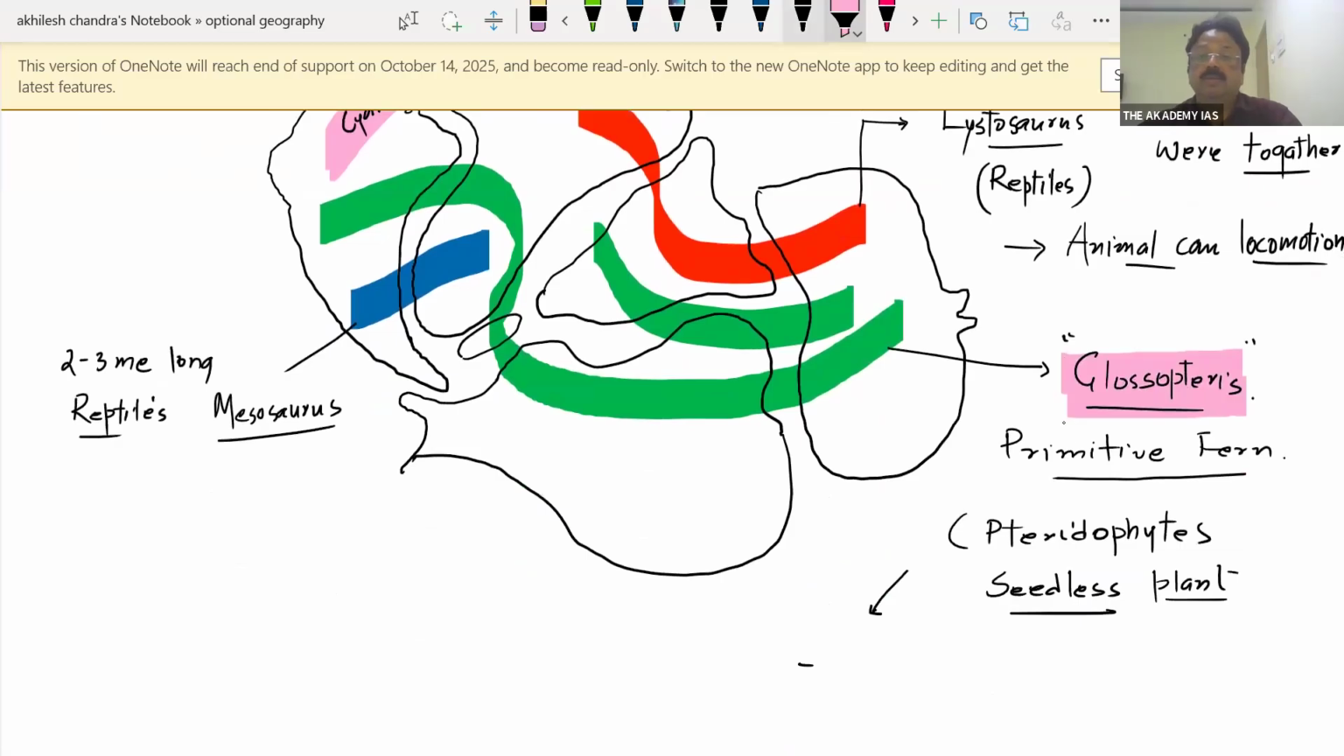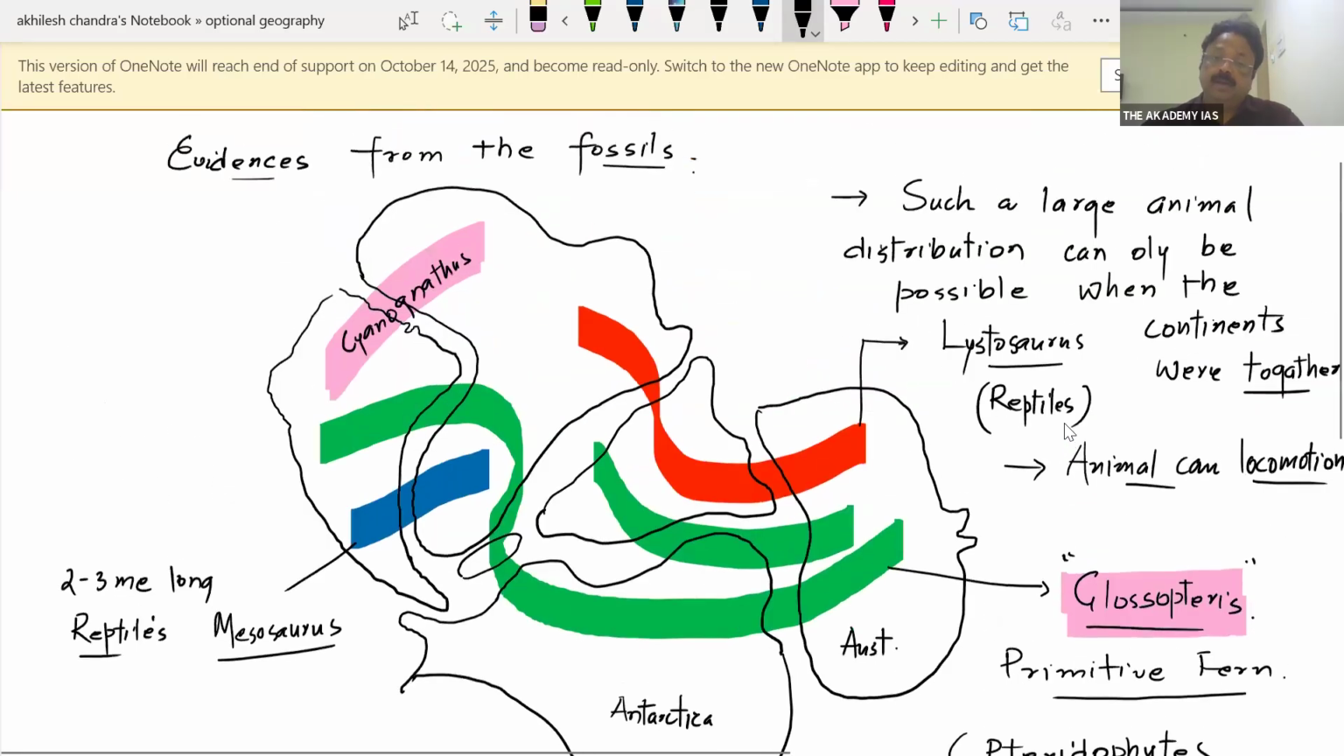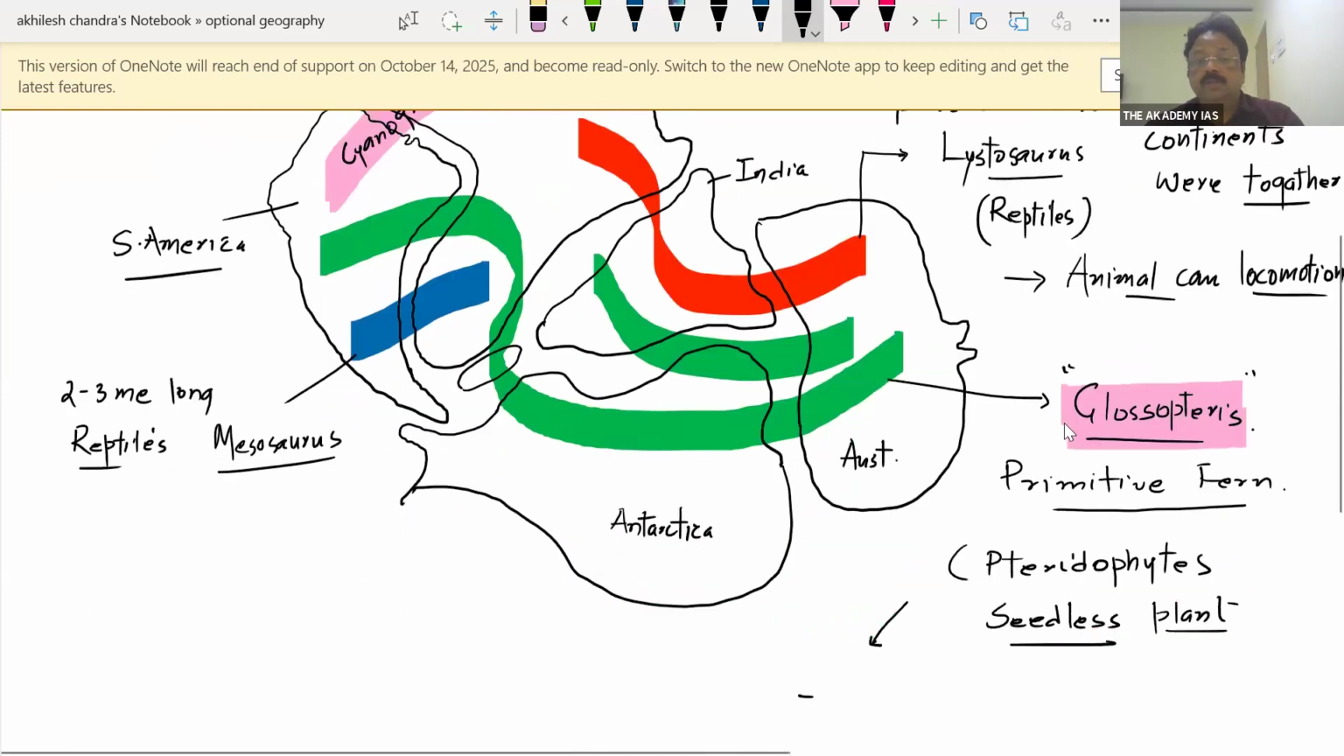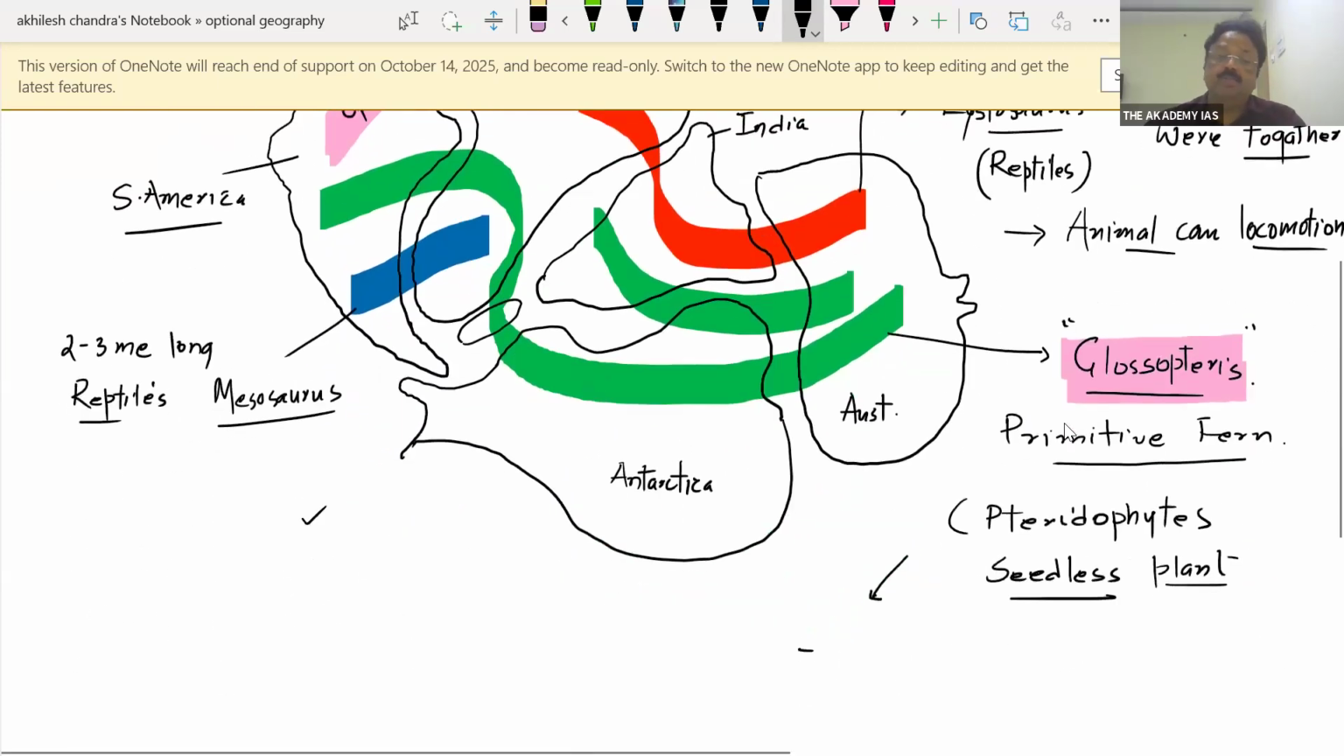And you can recognize the land masses. This is Antarctica. Here it is Australia. This part is representing India. Here it is Africa. And this is South America. So remember this figure. Whenever you go for evidence from the fossils, just make this entire Gondwana.